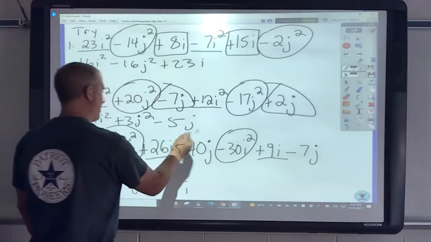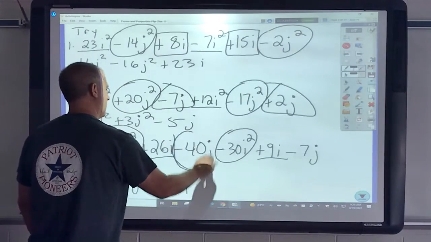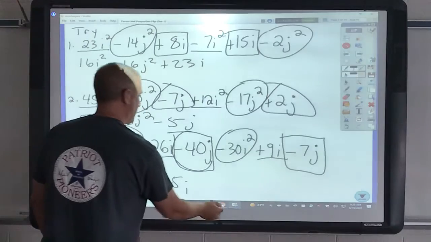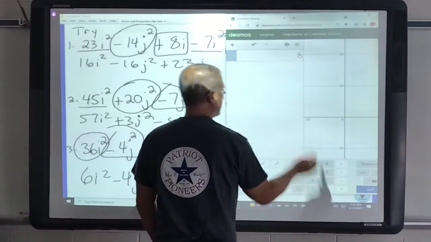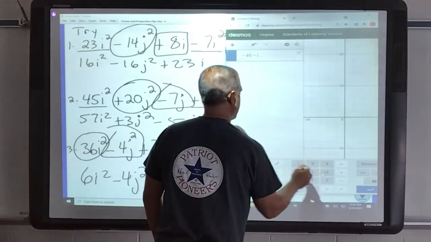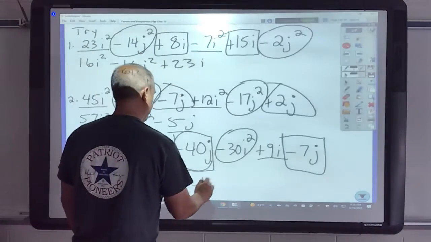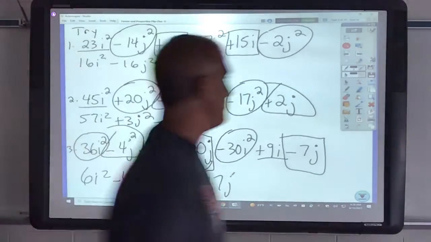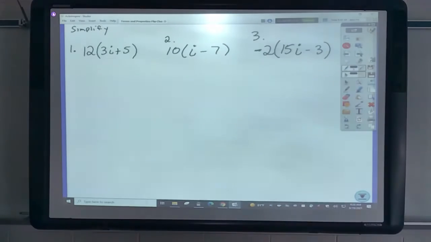And then to finish out, I got negative 40j, negative 7j. So negative 40 minus 7. So just type in the signs just like you see them. It is that easy. Negative 47j. Okay, that's combining like terms. All right, now, let's talk about this, simplified.